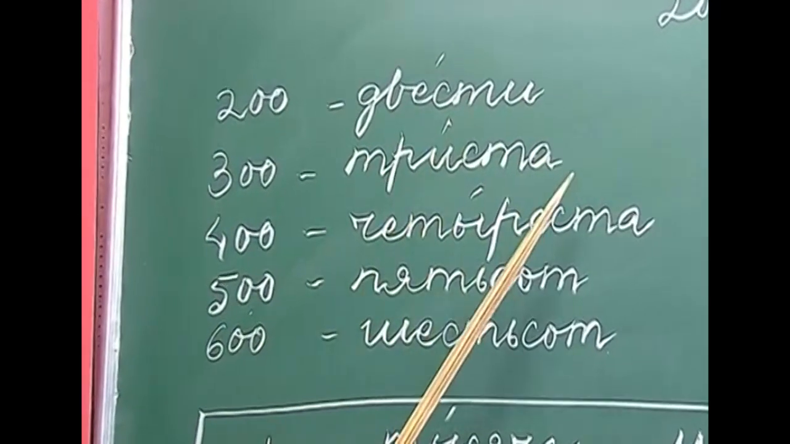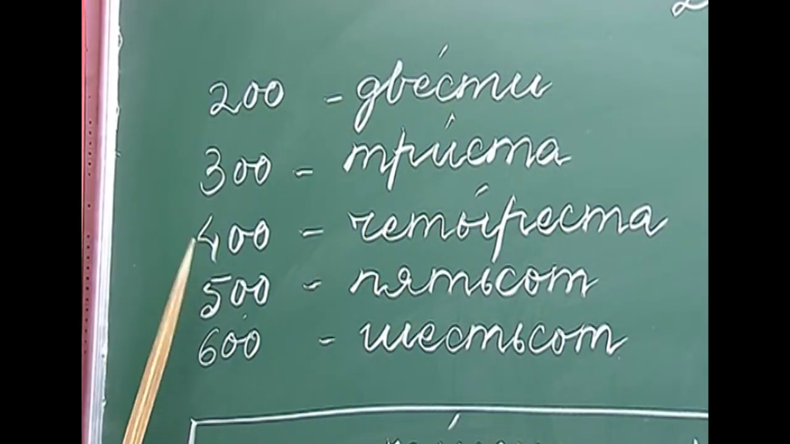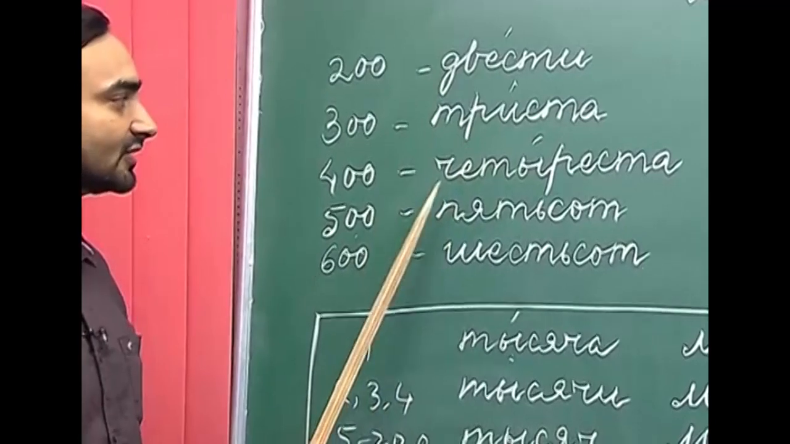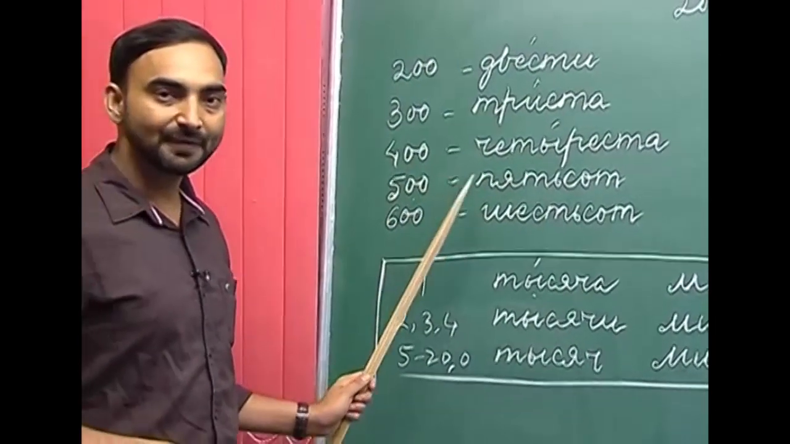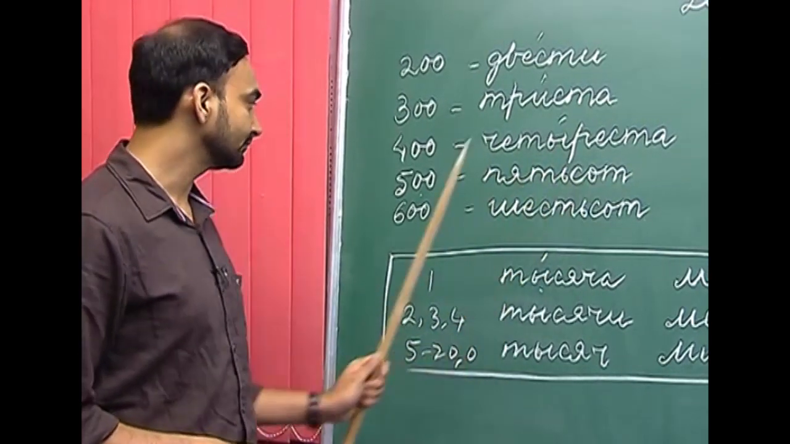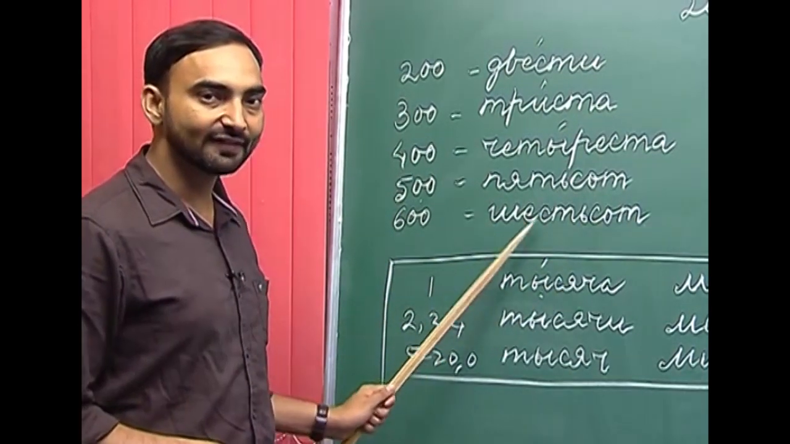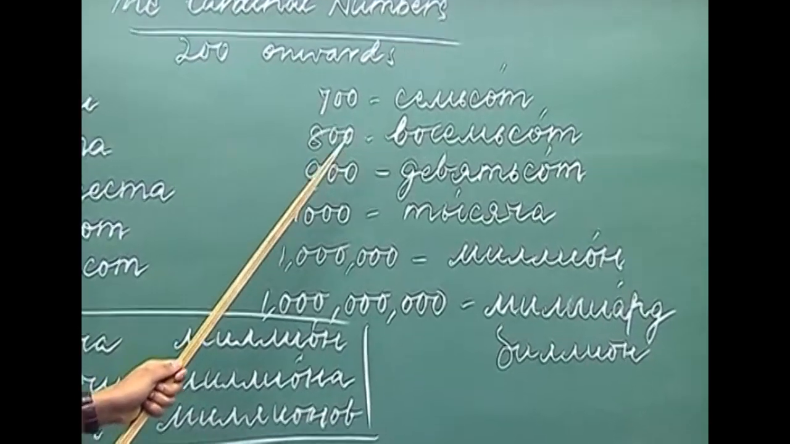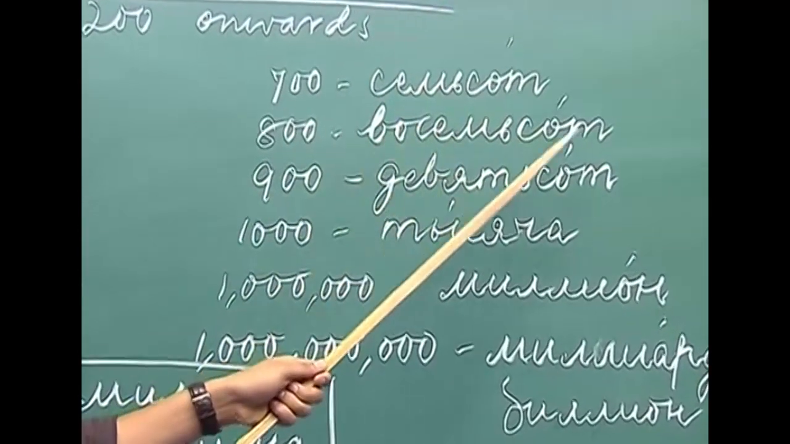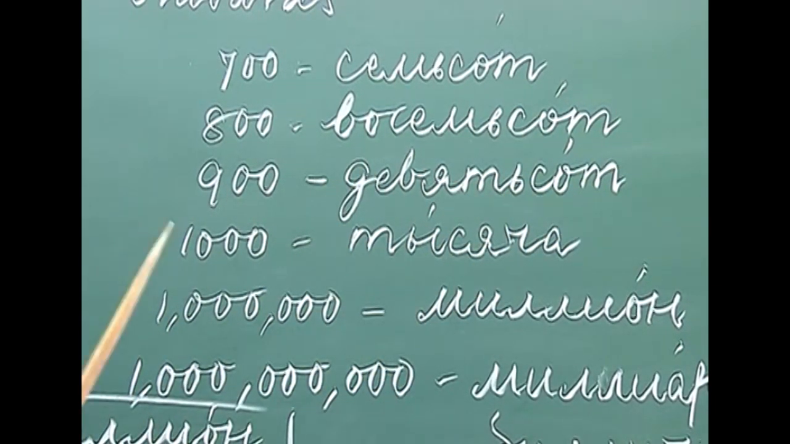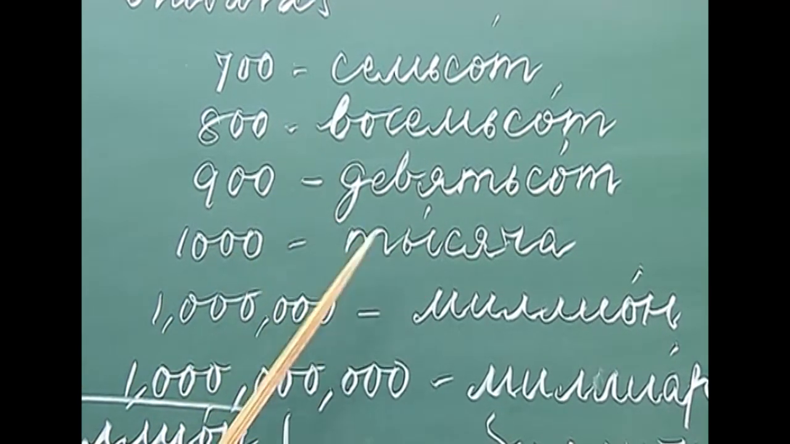300, trista. 400, chetyresta. The stress is on e. 500 is pyatsot. The stress is on o here. 600 is shestsot. 700, semsot. 800, vosemsot. 900 is devyatsot. And 1000 is tysyacha.